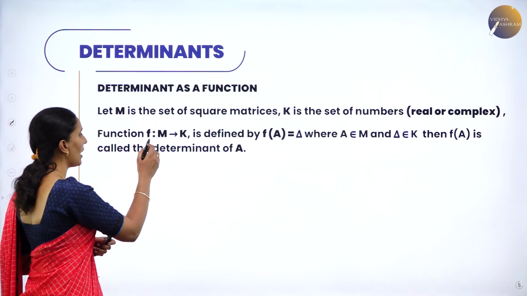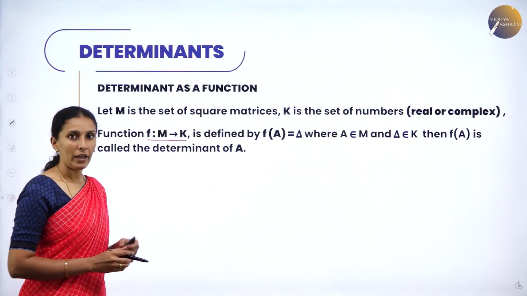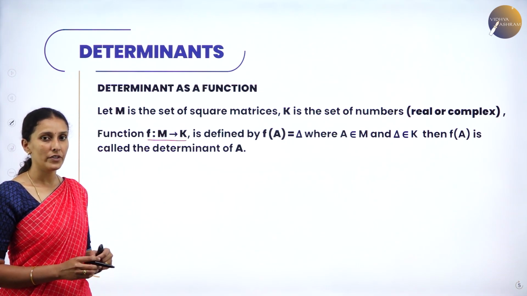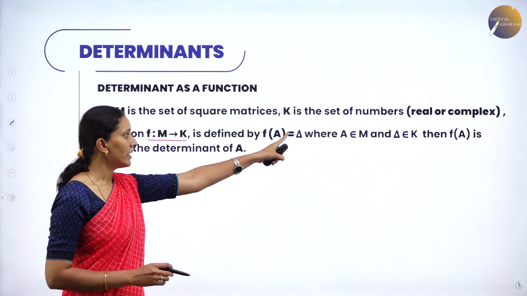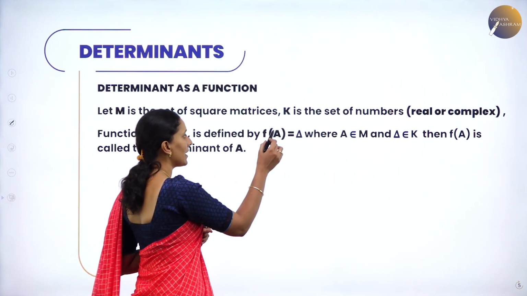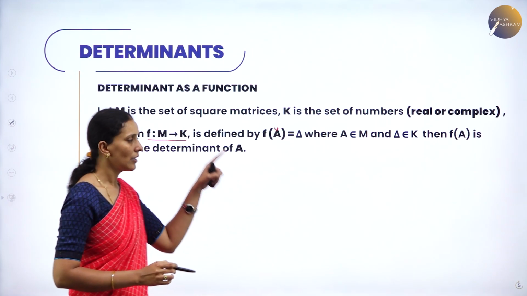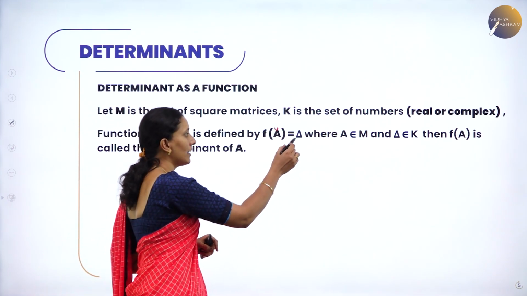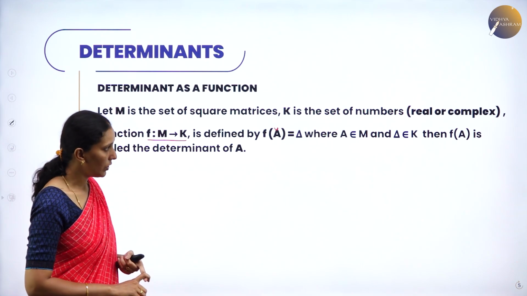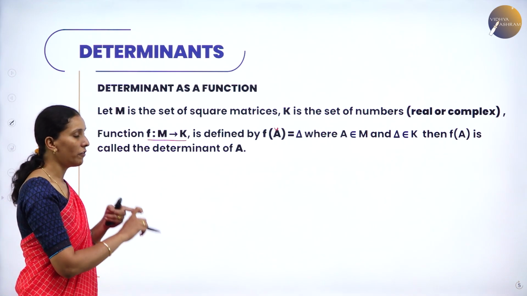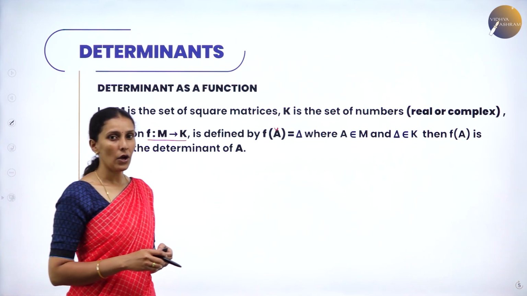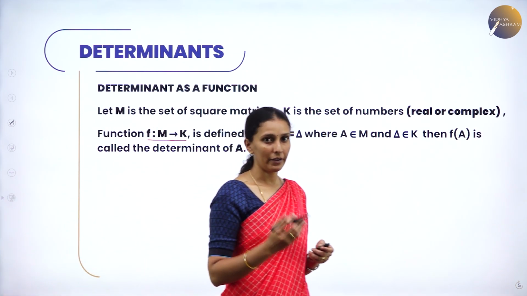Now, if I define f from M to K, where M is the set of all square matrices and K is the set of real numbers, then f of A is delta. So, this A is a square matrix from the set M and delta is the determinant value here. So, f of A is called the determinant of matrix A. So, this is how we can define the determinant for a given matrix.